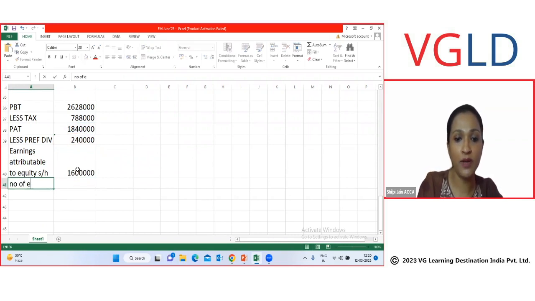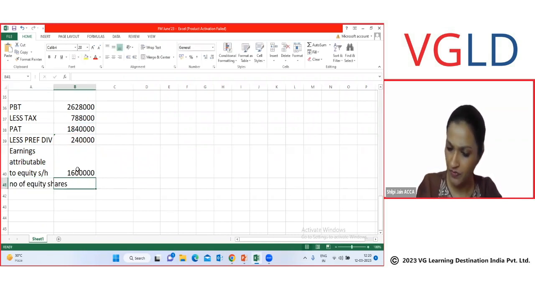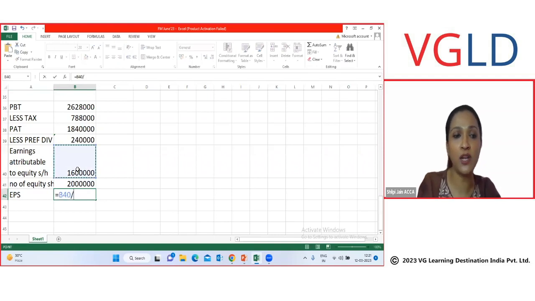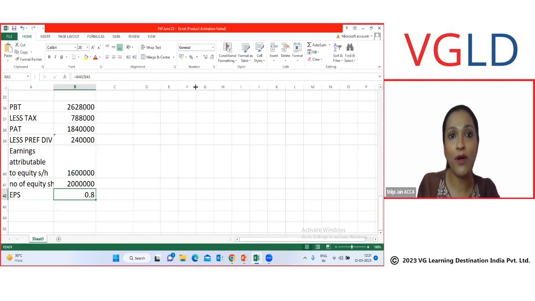Number of equity shares. How many equity shares do you have? 2 million. So 1, 2, 3, 4, 5, 6 zeros for a million. And then that obviously makes earnings per share equal to my profits attributable to equity shareholders divided by the number of equity shares. And that's equal to 0.8. I have to pour in my answer to 2 decimal places, so that's 0.80.